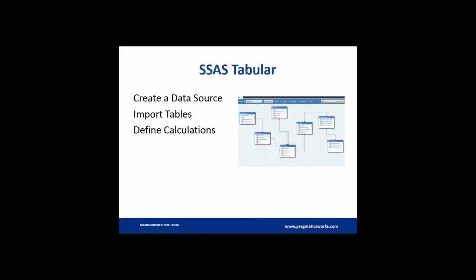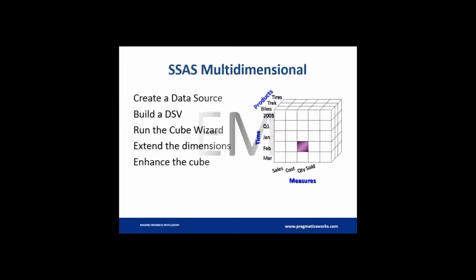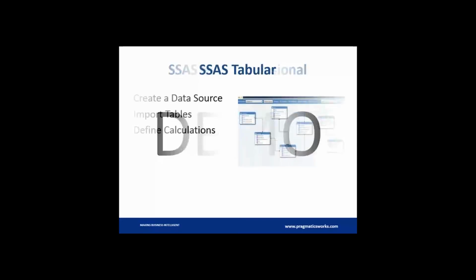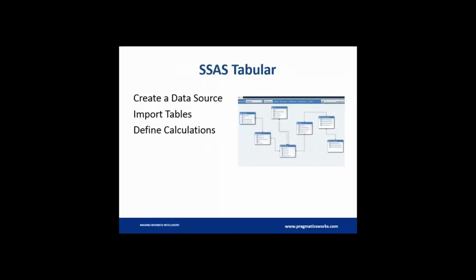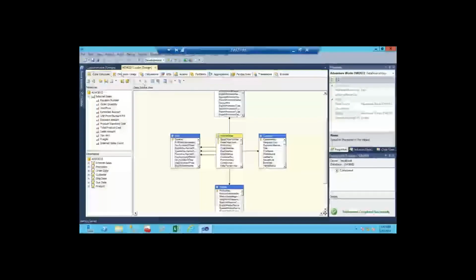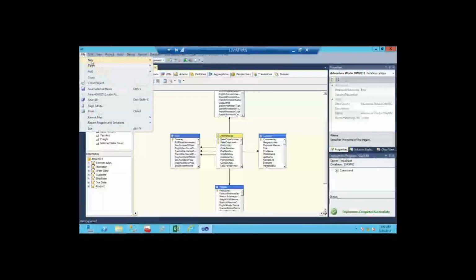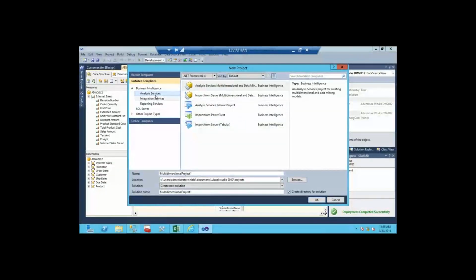So again, our steps here, you can see, are very similar to our multidimensional. We needed a data source, we needed a DSV, and then we had to do some other work. We're going to do something similar over here in tabular: we're going to create a data source, import tables, and then define calculations. So a smaller set of tasks that we have to do over here on the tabular side. So what I'm going to do is create ourselves a new project. I'll say new project. And this time, we're going to look at the Analysis Services Tabular project.